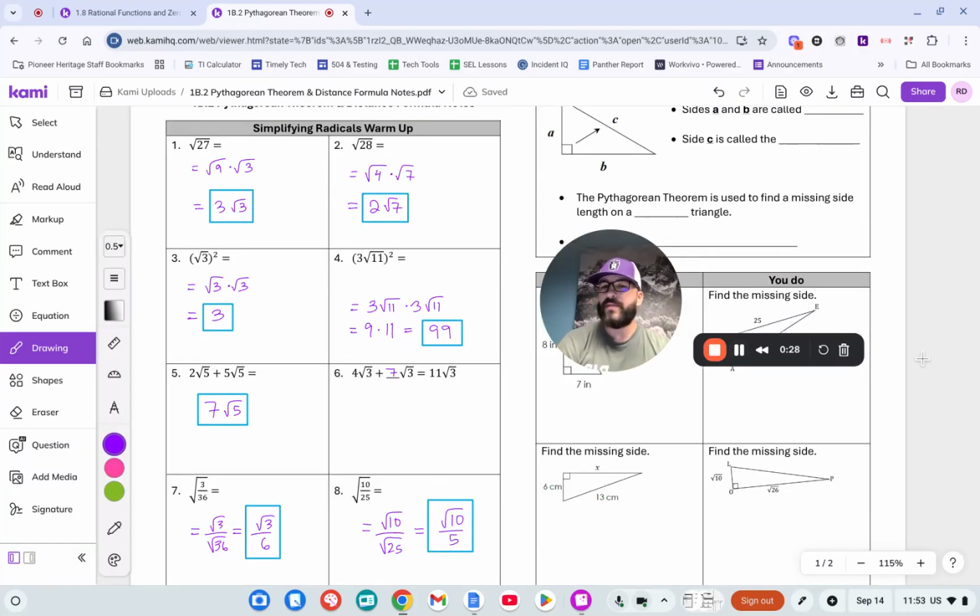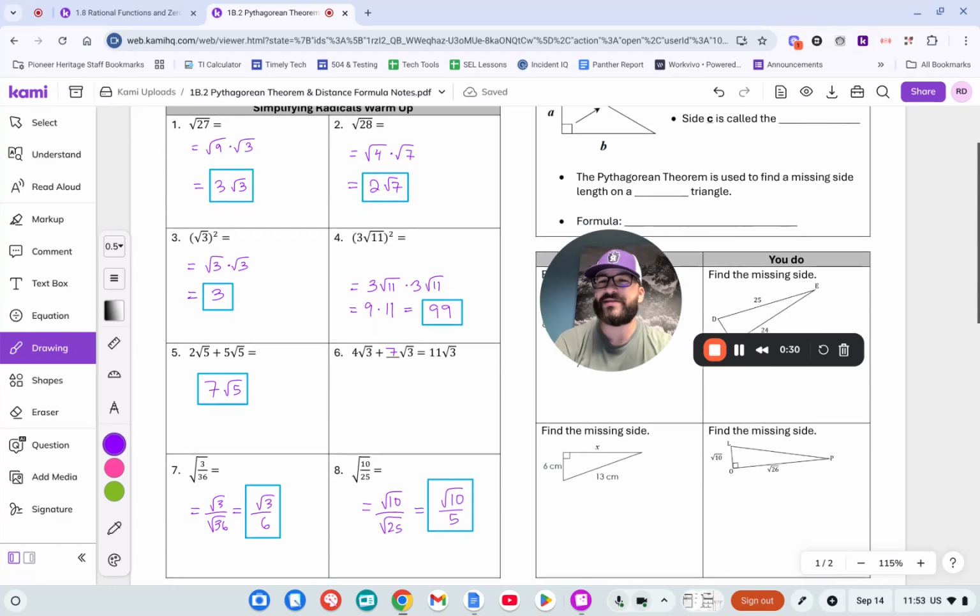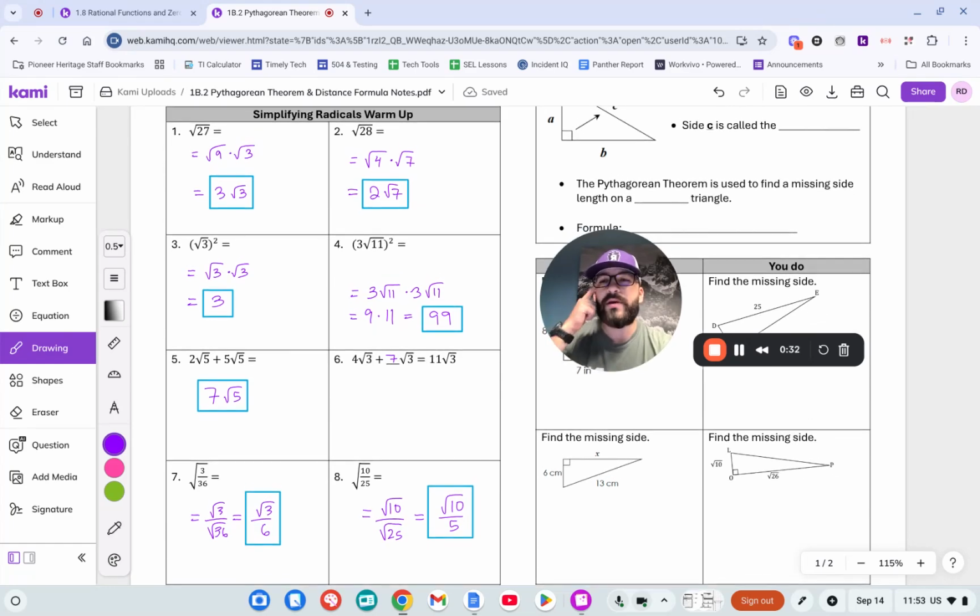Are y'all checking in and making sure we all got the same answers on our simplifying radicals warm up? Number 1 should be 3 square roots of 3. Number 2, 2 square roots of 7. Number 3, just 3. Number 4 is a little tricky. We get the root 11, which gives 11. 3 times 3 is 9, which then gives us 9 times 11, which is 99. And 5 and 6, relatively straightforward.